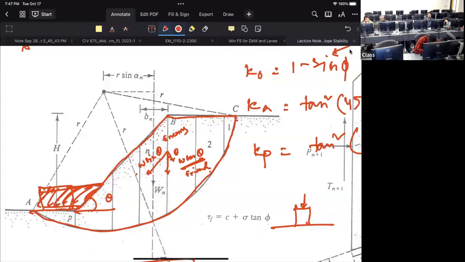Coulomb's soil model, the Mohr-Coulomb failure envelope, right? That comes in a different way. But how is this shear strength of the soil, this theory, established? What is the basis of it?